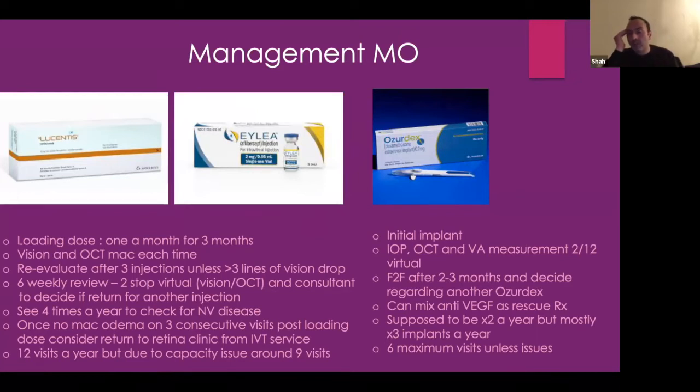So Ozurdex in some ways is better if the patient cannot come as often. And as I said, it's meant to be 2 implants a year, but we probably use 3. I wouldn't go more than that for any patient really. And then they need a visit after 2 months to measure pressure, etc.